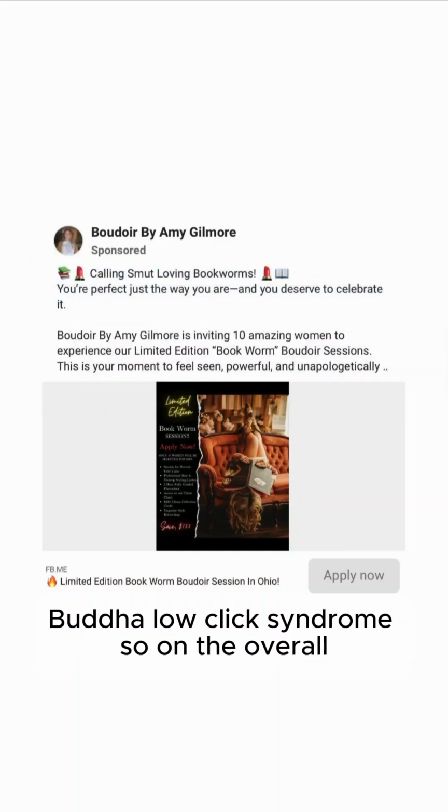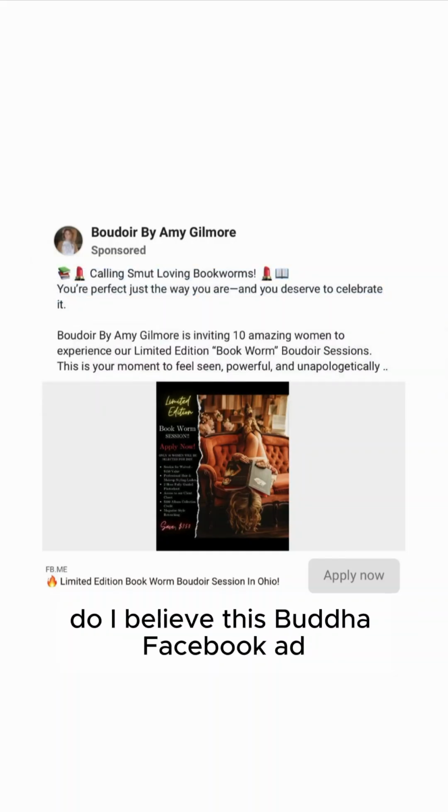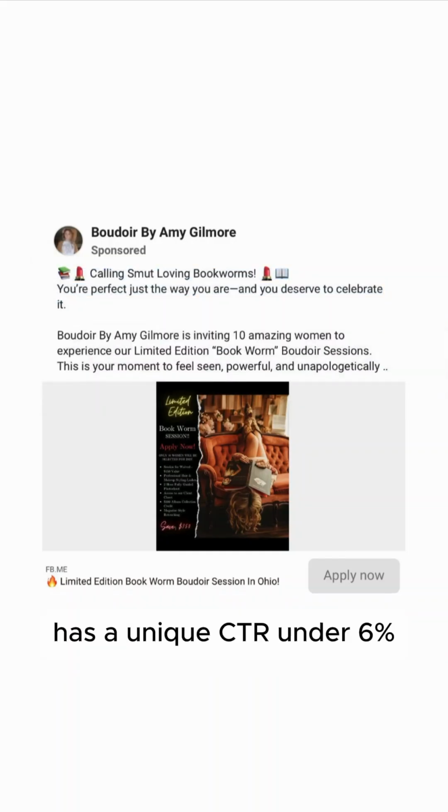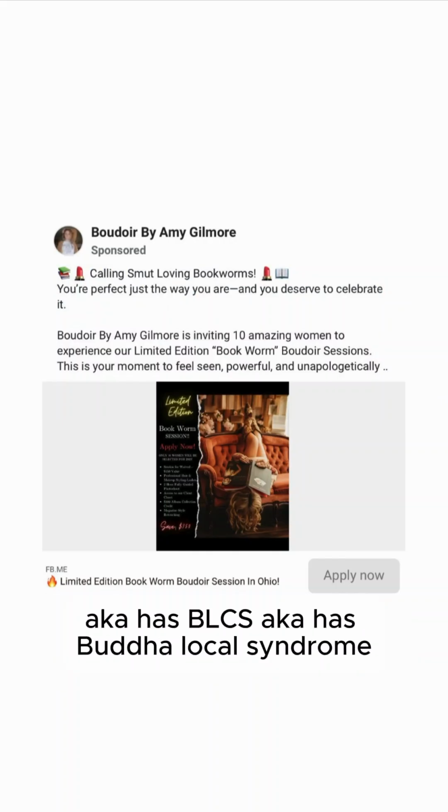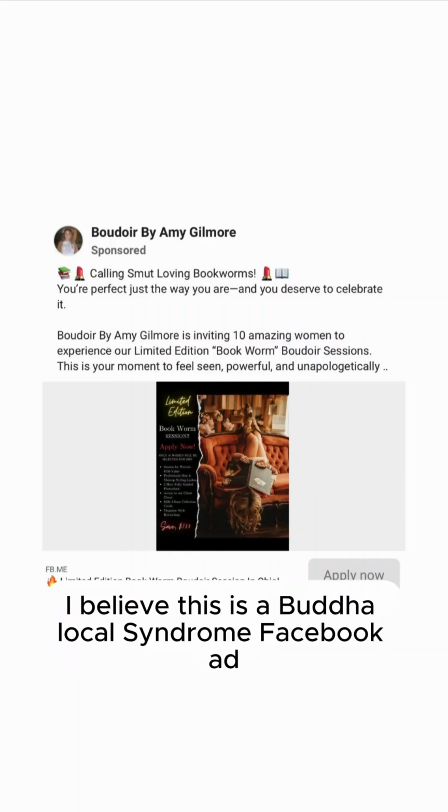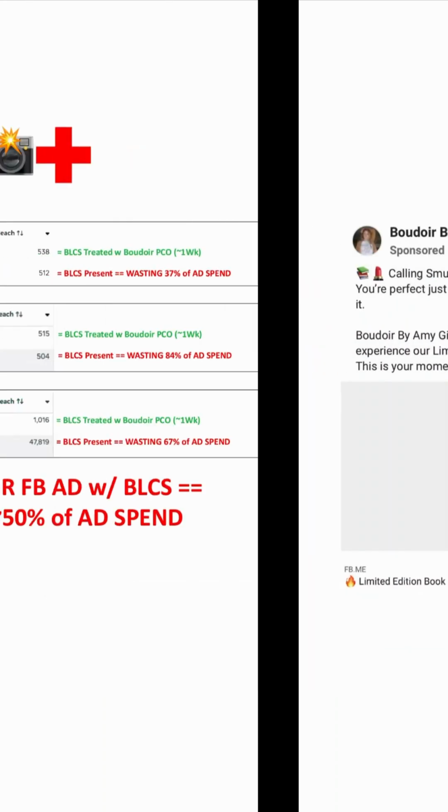So on the overall, do I believe this Boudoir Facebook ad has a unique CTR under 6%, aka has BLCS, aka has Boudoir low click syndrome? Yes, I believe this is a Boudoir low click syndrome Facebook ad.